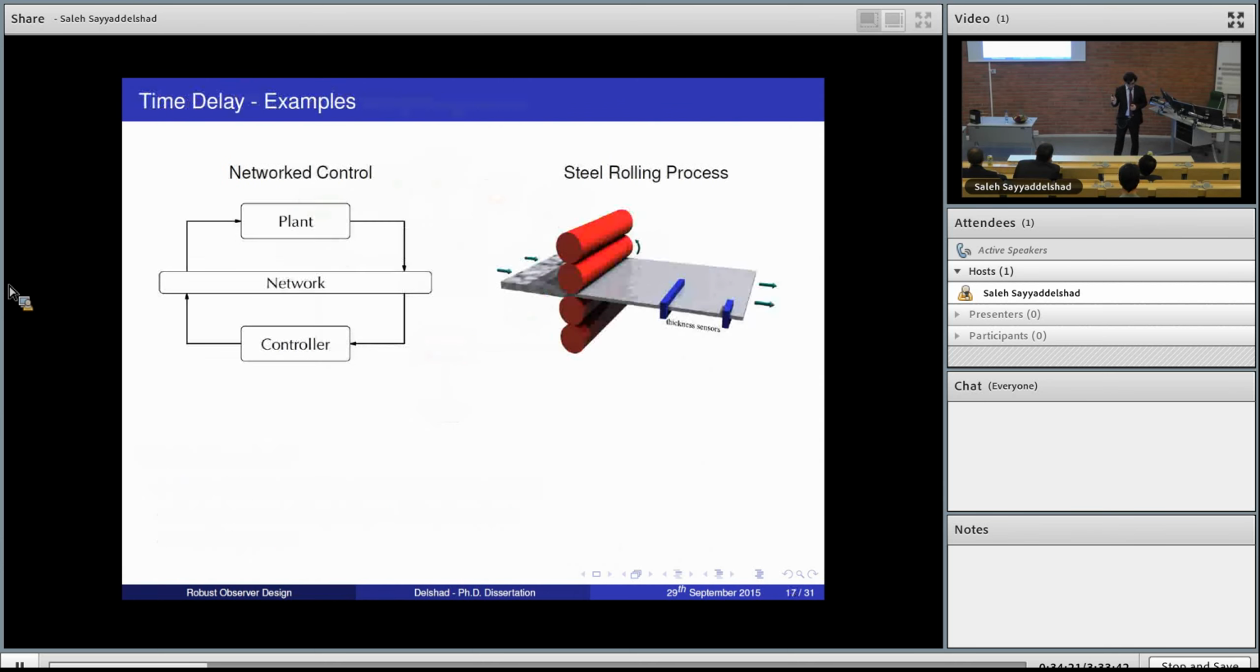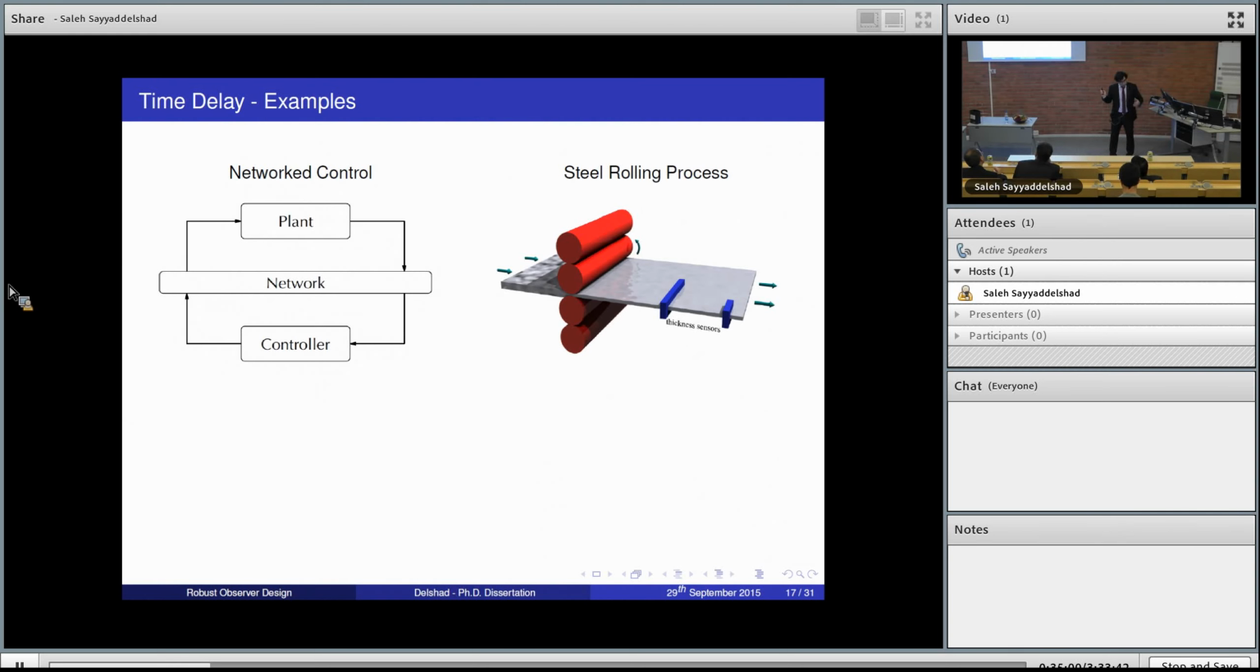So just to give you a better understanding of the time delay and examples. Think about network control, that you have a plant and you have a controller and you're communicating through the network to control your plant. So the time delay might happen in the measurement, in the process and in the actuation. Or for example, in the steel rolling process, you have the sensors and you have a delay in your measurement. For example, here we have a steel mill in Luleå.